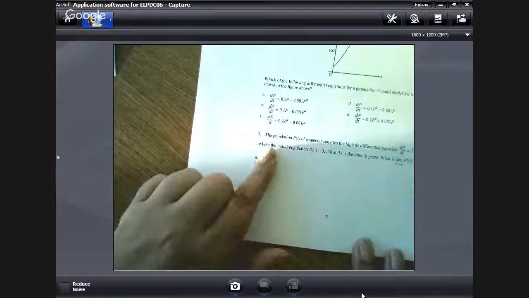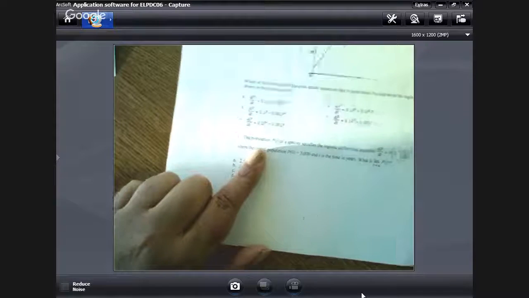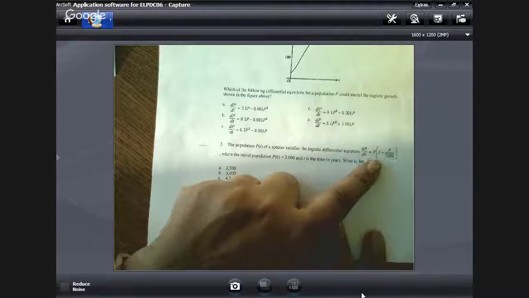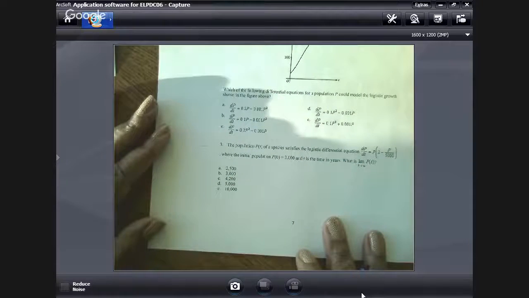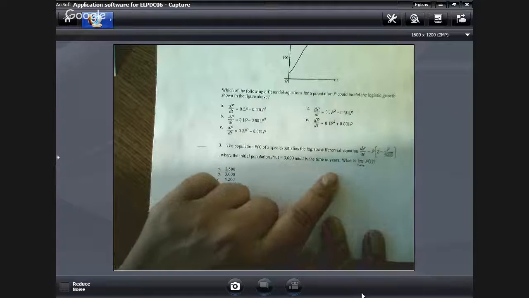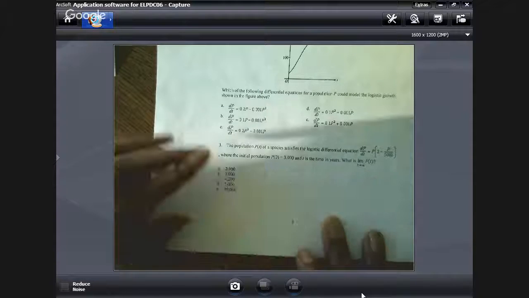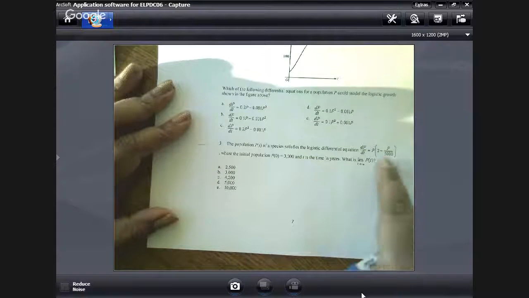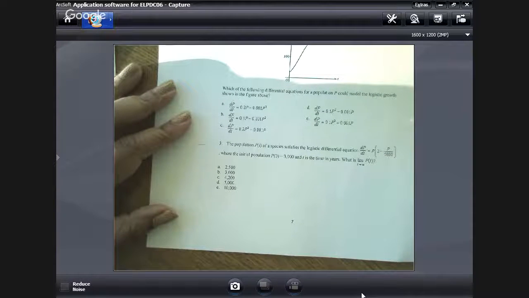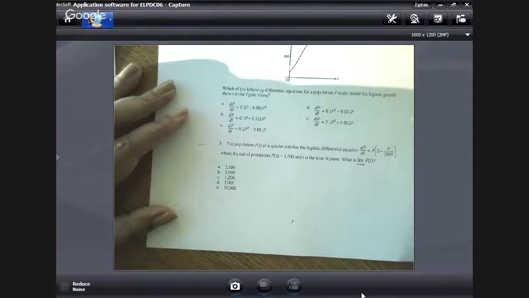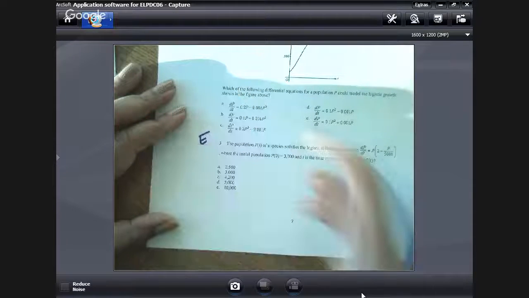Okay. So number 3, the population P of T of a species satisfies the logistic differential equation dp dt equals P times 2 minus P over 5,000, where the initial population P of 0 is 3,000. What's the limit as T goes to infinity of P of T? Well, we know that the carrying capacity will make this value equal to 0. I'm not even going to bother to put that in there. Since that's 5,000, if P is 10,000, then I get 2 minus 2, which is 0. So the answer must be E.